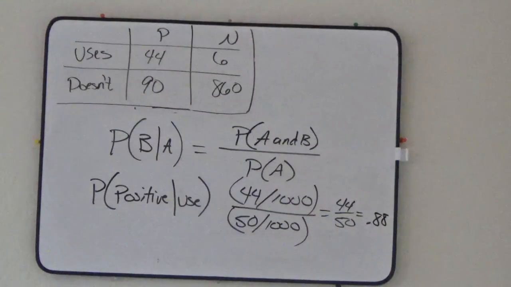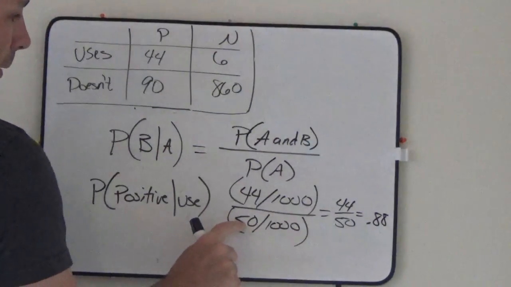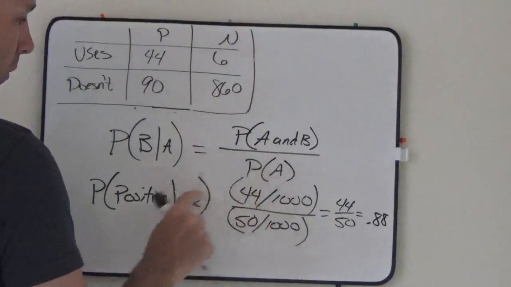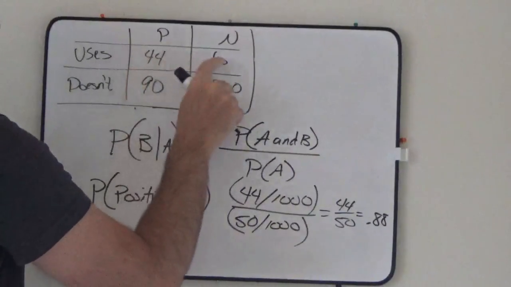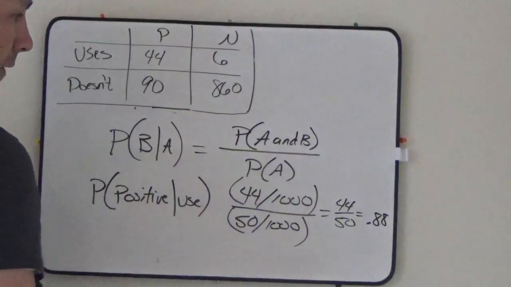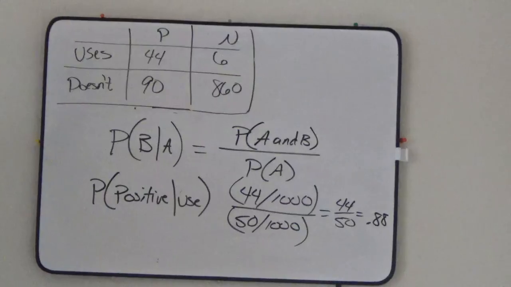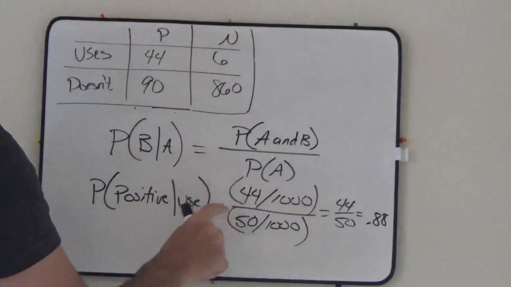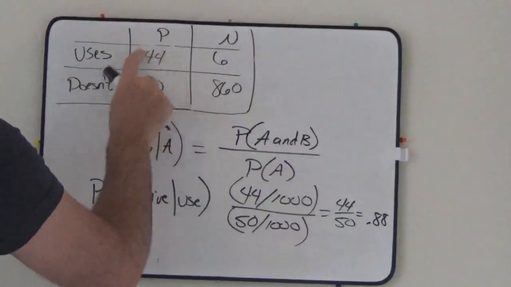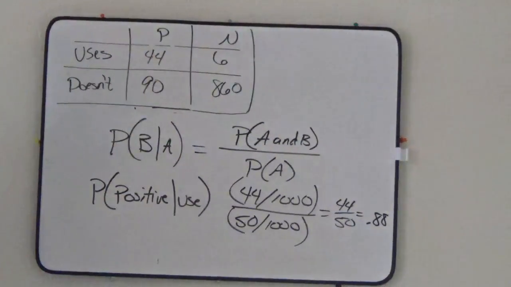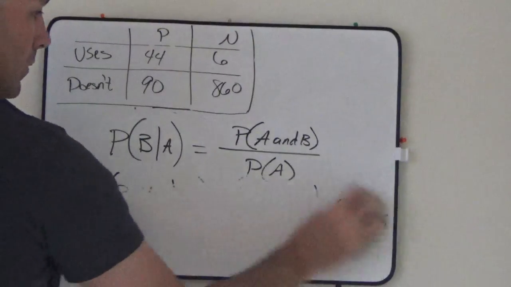Okay? So, sorry. This bottom part, I know what I was thinking. This bottom part is the probability of A, which is the users. There are 50 people that use out of 1,000. So 50 out of 1,000. Okay, that's where that bottom number comes from. The top number is both of them, positive and uses. That's 44 that are positive and uses out of 1,000. Okay, so we'll do another one.